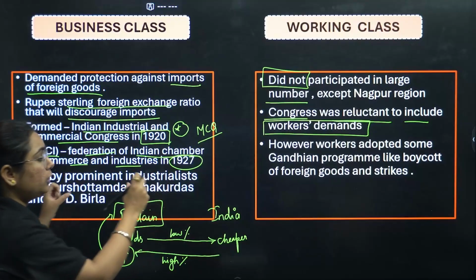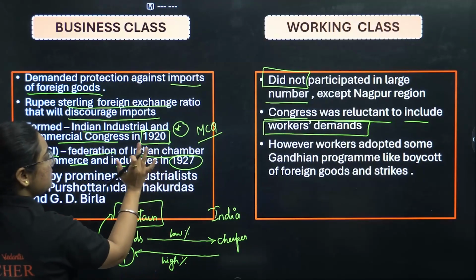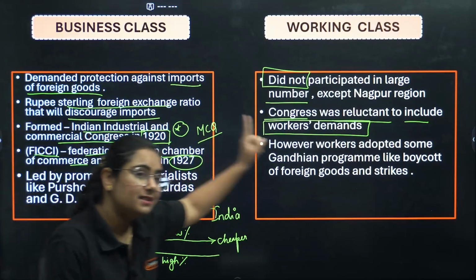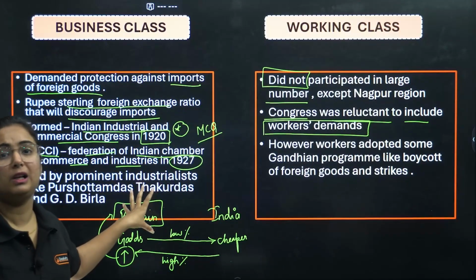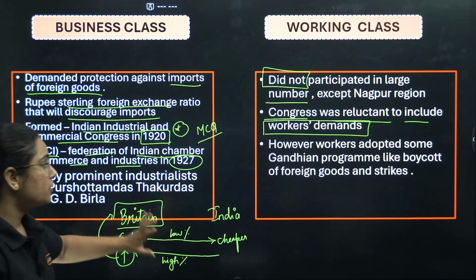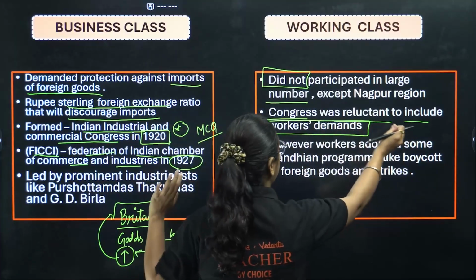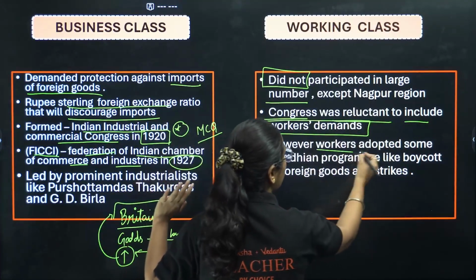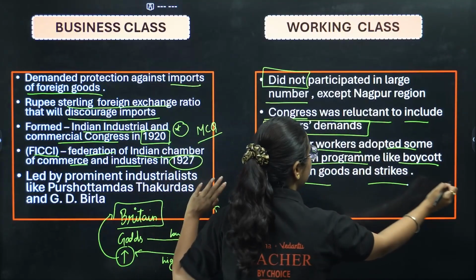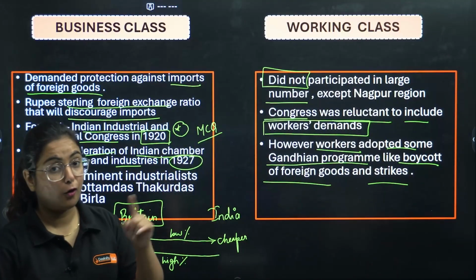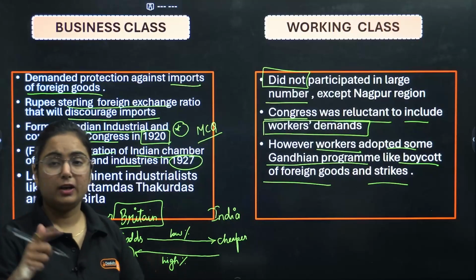And Congress did not want to reduce the support of the business class by supporting the working class, because these people also give funds to the political parties. Getting my point? So Congress was reluctant to increase the workers' demand. However, workers adopted some Gandhian programs like boycott of foreign goods and strikes. Did you get this point?